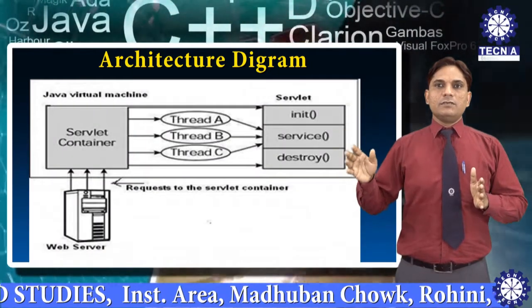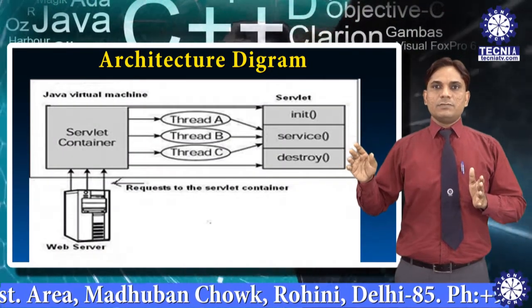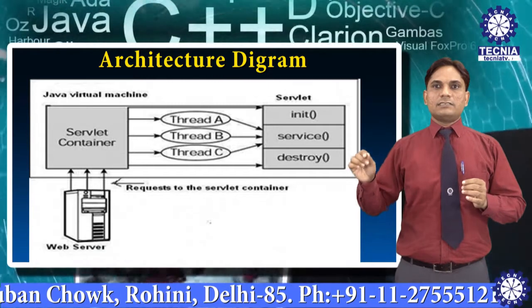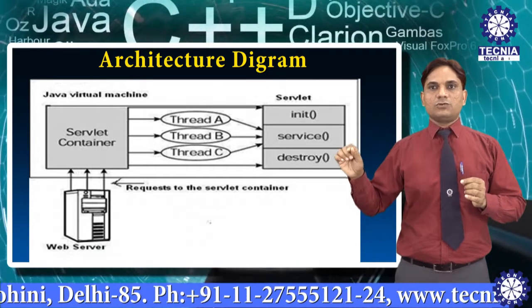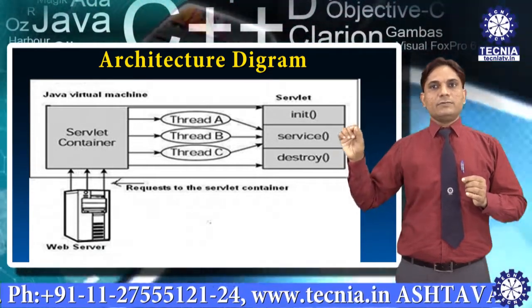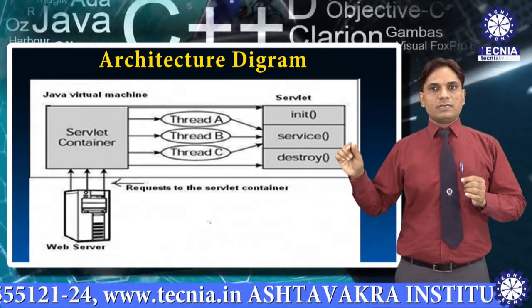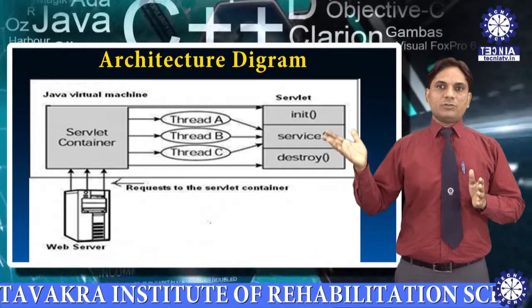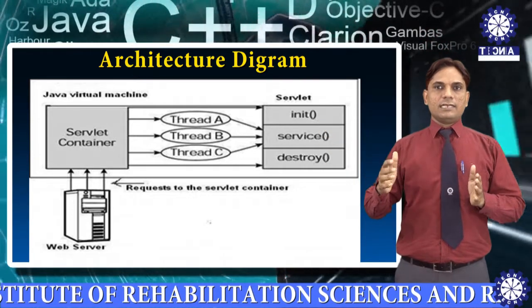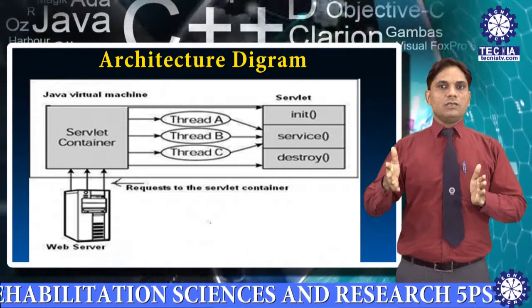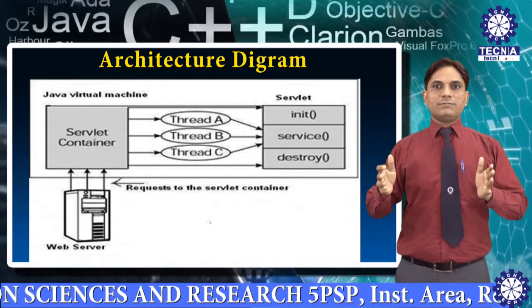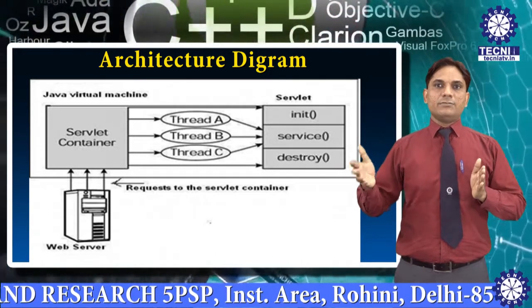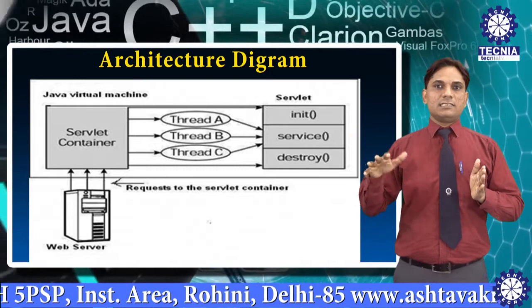In the diagram, this is the Java virtual machine. First the servlet container sends the request to thread 1, which calls the init method, then the service method, and then the destroy method. After that, the service method sends the result back to the servlet container, and the servlet container sends the response back to the web server, and the client receives it from the servlet through the Java virtual machine.